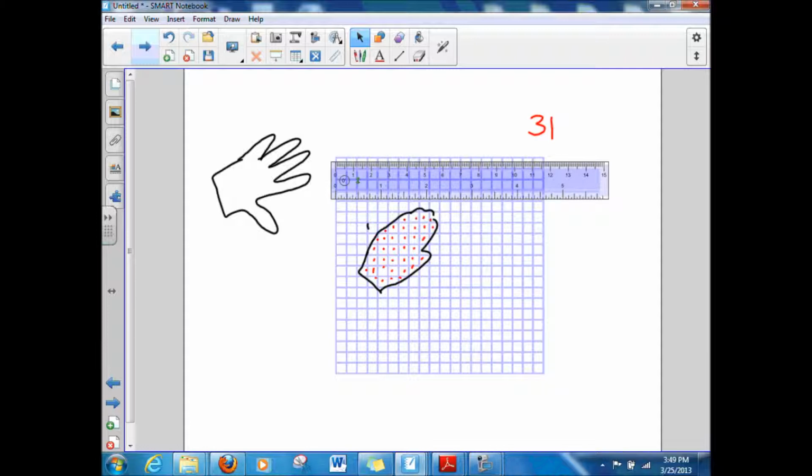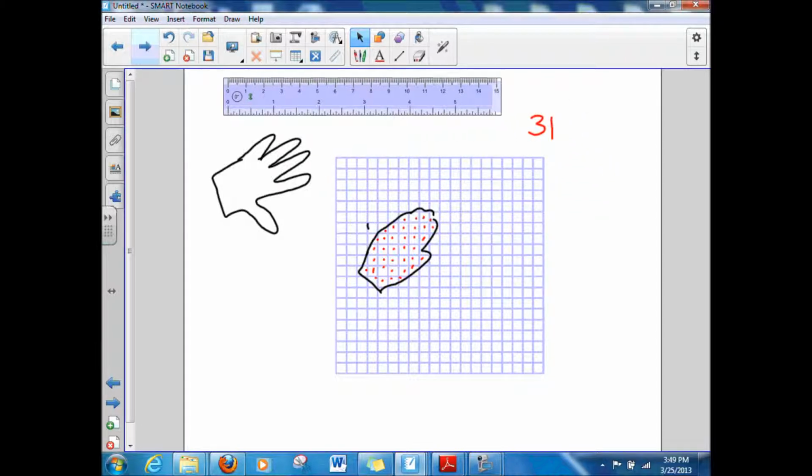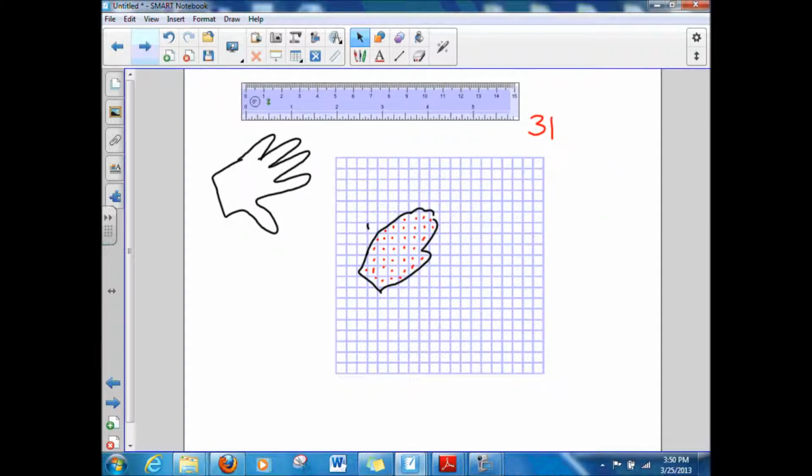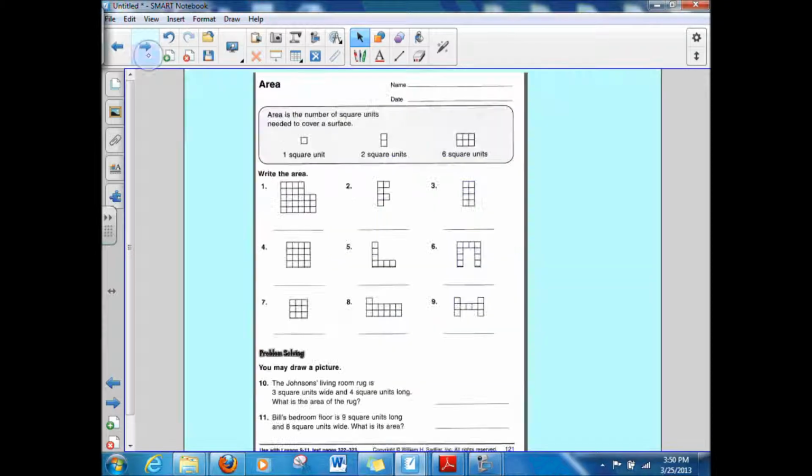Let's see. Looks like it's a half a centimeter. I'm thinking I'm just going to say 31 square units. Units is just a term that we use if we are using something that isn't really measured, but it is square. So in this case, we're going to say 31 square units for my hand.